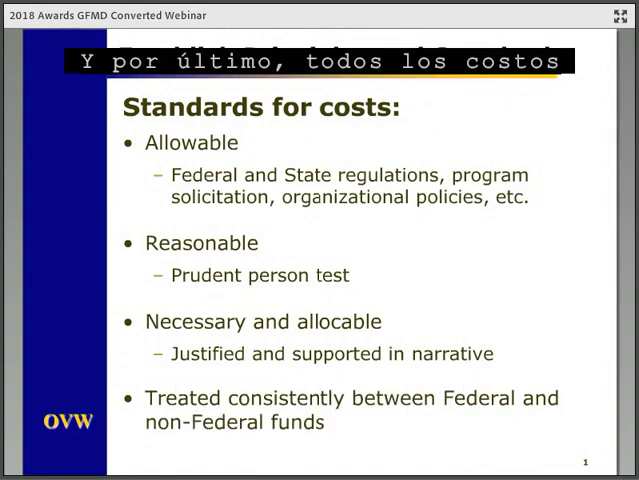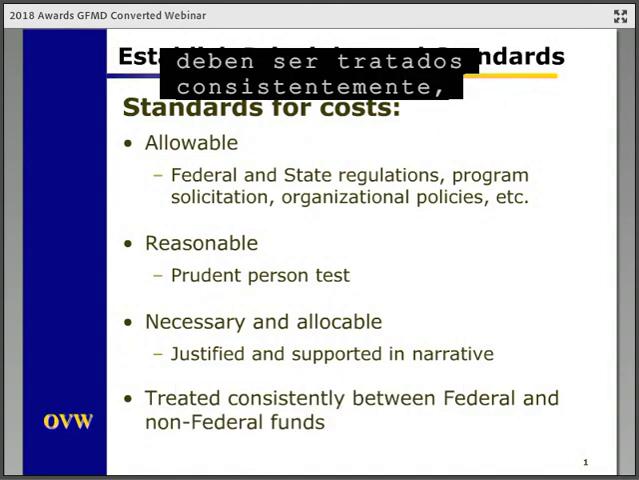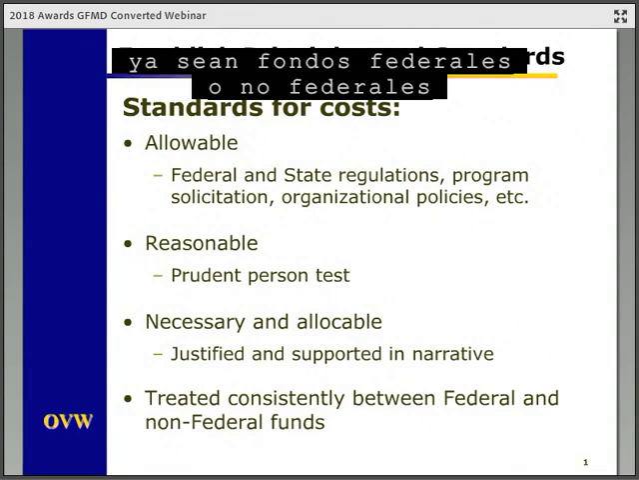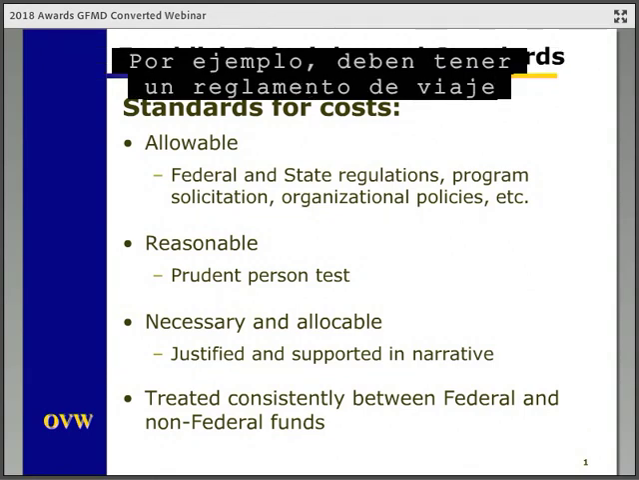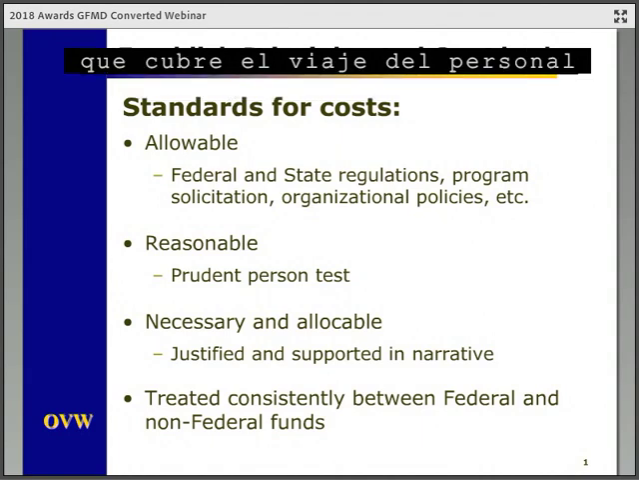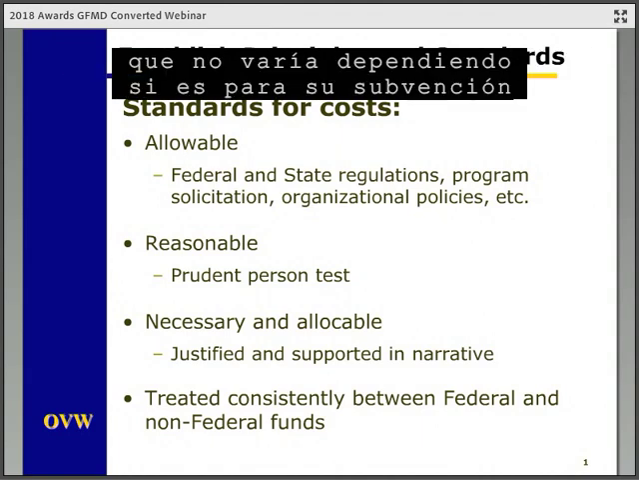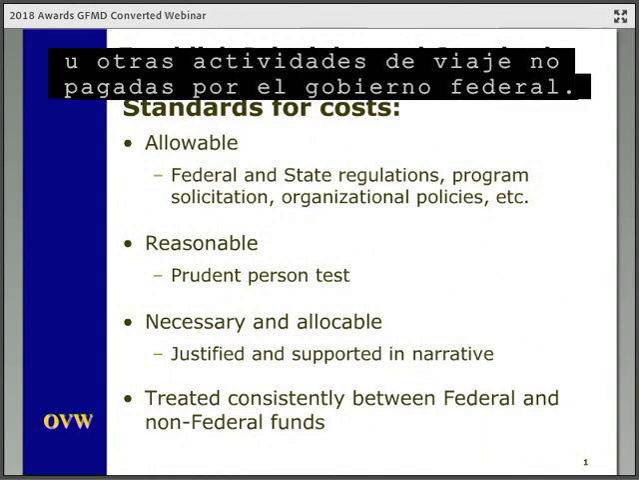And last, all costs should be treated consistently, whether they're funded by federal or non-federal funds, and in accordance with your organization's policies and procedures. For example, you should have one travel policy that covers staff travel that doesn't vary depending on if it's for your grant or other non-federally funded travel activities.